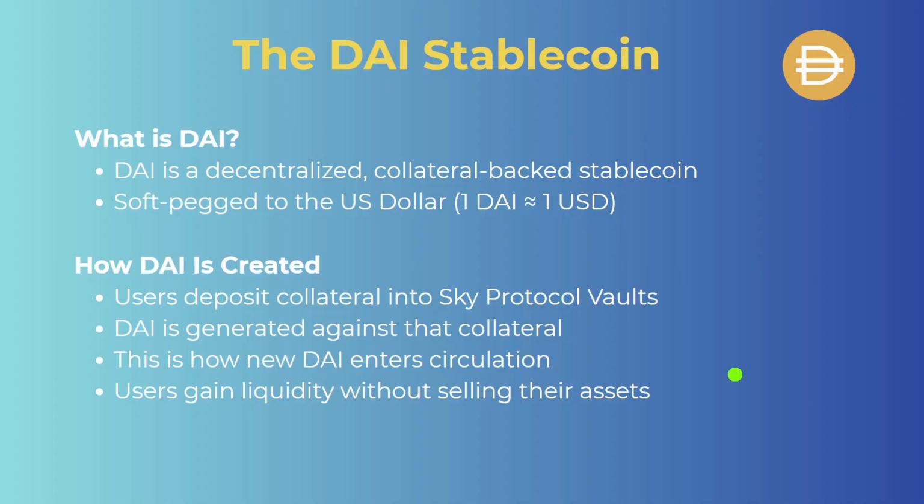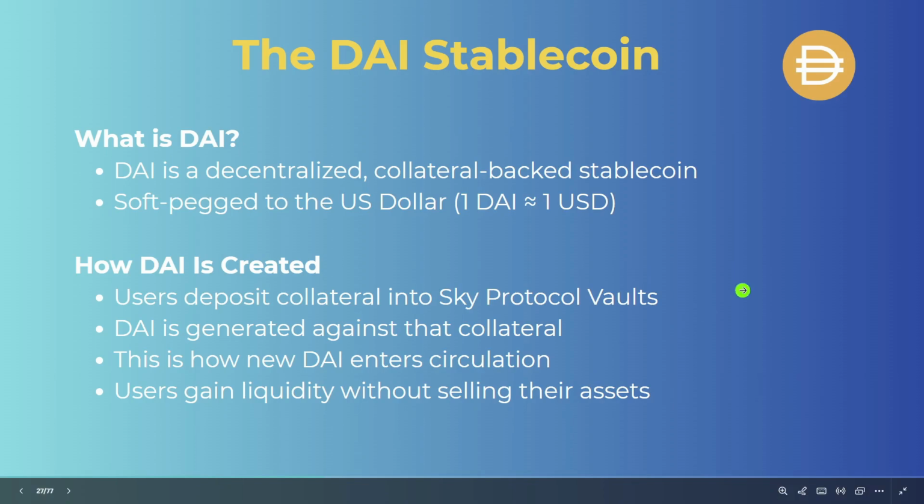So let's start talking about the Sky stablecoin. DAI is a decentralized collateral-backed stablecoin. It is soft pegged to the US dollar, so one DAI is typically equal to one USD. That's the purpose: we want one DAI equal to $1. How is it created? The user deposits collateral into Sky protocol vaults. DAI is generated against the collateral, and this is basically how new DAI enters circulation, and users gain liquidity without selling their assets. So this is important.